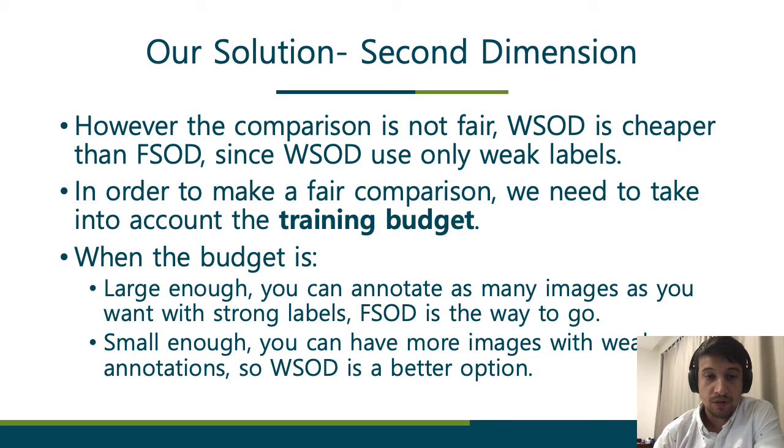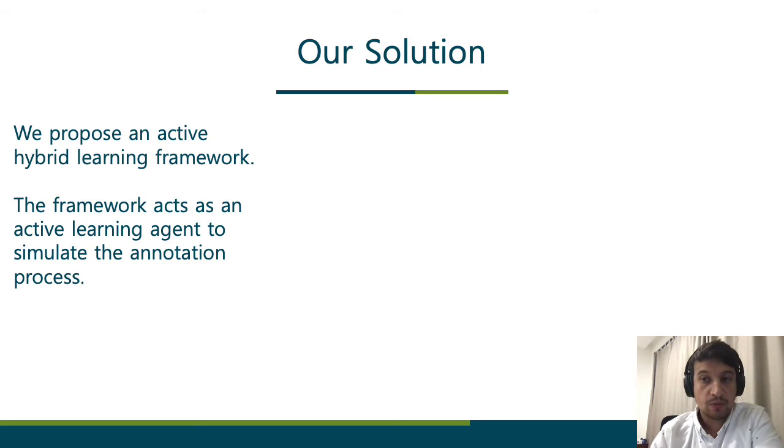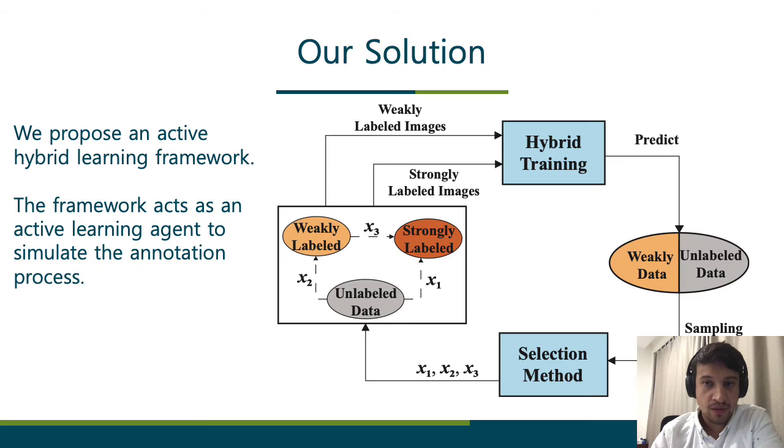When the budget is small enough, one can have more images with weak labels, and then maybe weakly supervised is the better option. We combine weakly and fully supervised annotation strategies within an active learning framework that is able to do hybrid learning using the two annotations. Our solution allows us to annotate with weak and full labels and train with all of them at the same time. At every step, the agent is going to decide whether to annotate images with weak labels or with strong labels from a big pool of images.